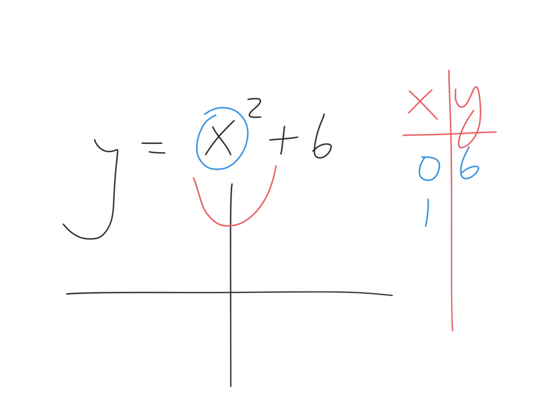And then I put in a 1. I get 1 squared is 1 plus 6 is 7. Then 2. 2 squared is 4 plus 6 is 10. And then maybe even throw in a -1. Notice all my numbers are around 0 because that's what made the inside 0. -1 squared is 1. 1 plus 6 is 7 again. And then if I graph those, I'll have it.